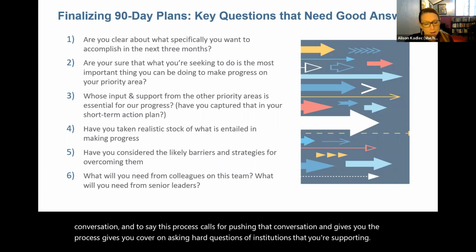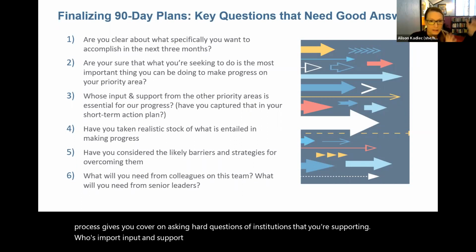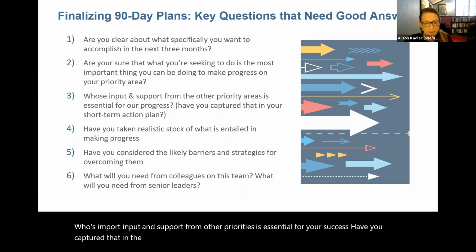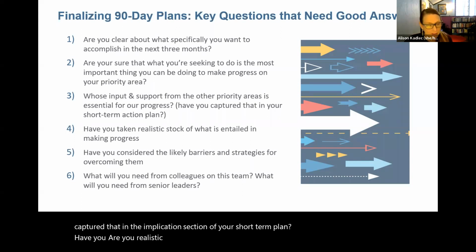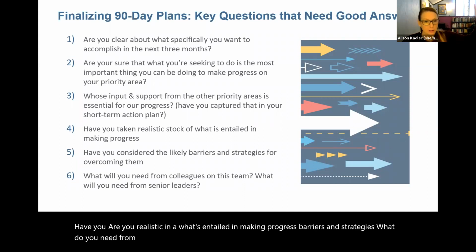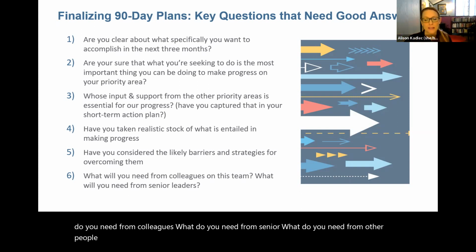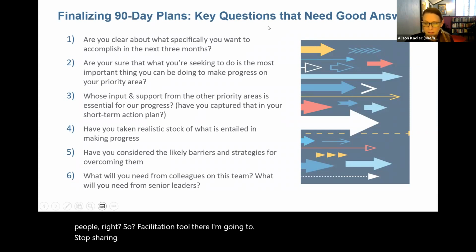Whose input and support from other priorities is essential for your success? Have you captured that in the implication section of your short-term plan? Are you realistic in what's entailed in making progress, barriers and strategies? What do you need from colleagues? What do you need from senior, like what do you need from other people, right? So facilitation tool there. I'm going to stop sharing for a second.